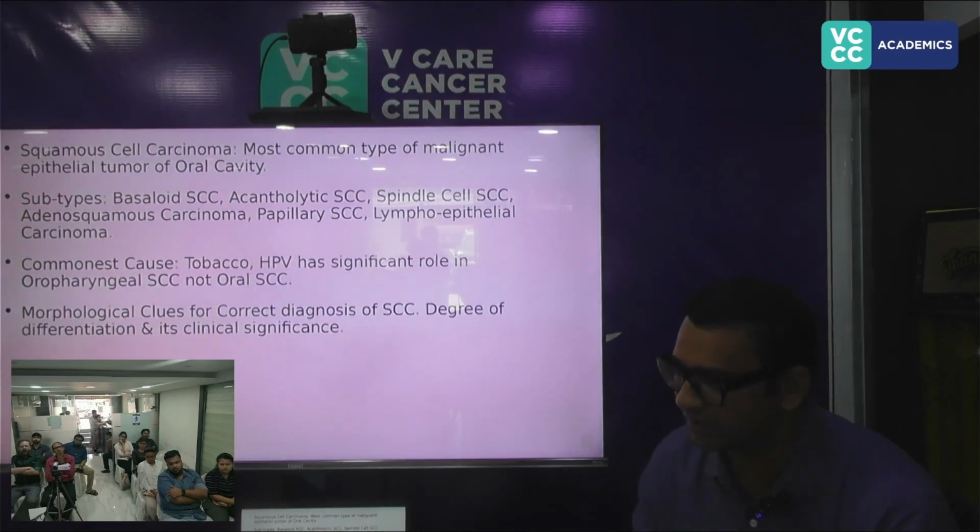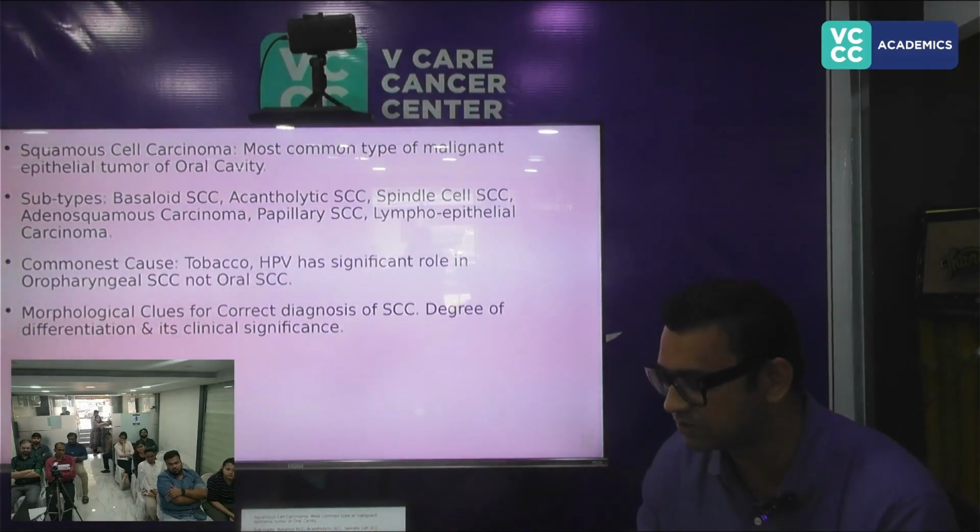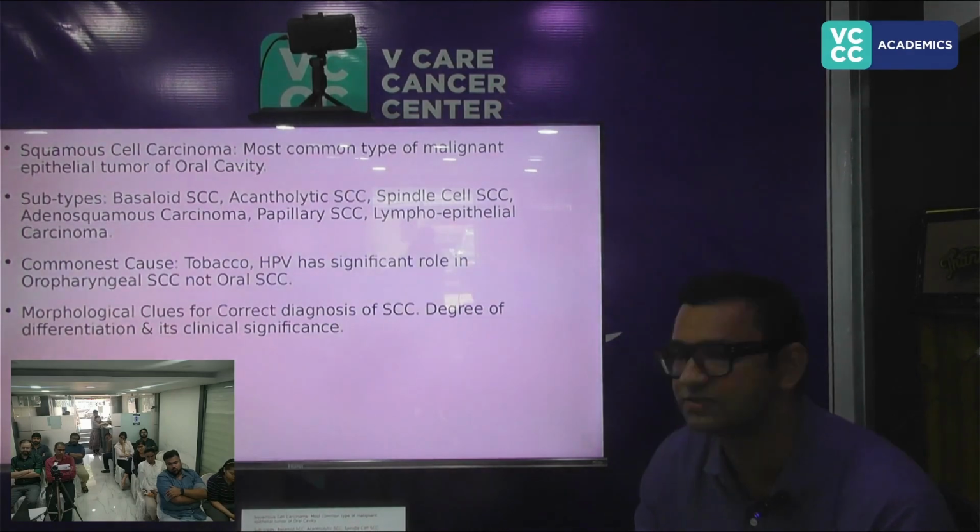Adenosquamous carcinoma is another variant where both glandular and squamous differentiation are there. Papillary SCC is very rare but also can present, and lymphoepithelial-like carcinoma, that looks like the nasopharyngeal undifferentiated tumors. The tumor cells are arranged in syncytia amidst lots of lymphocytes and plasma cells. So these are all the morphological subtypes and they have some clinical significance depending on their biological behavior and aggressiveness.